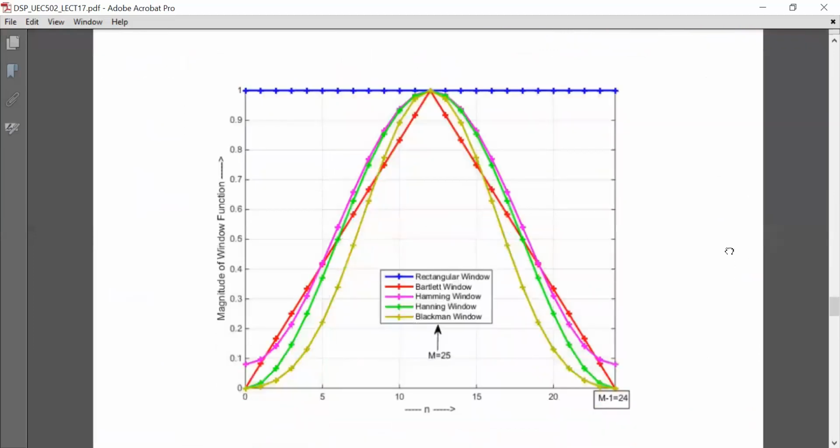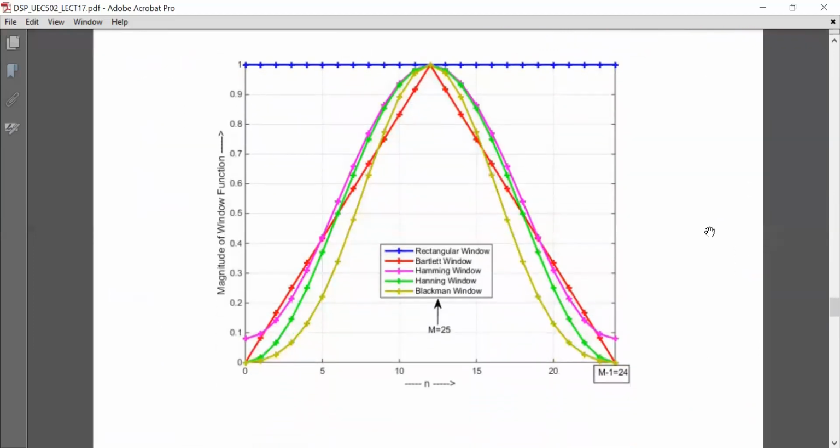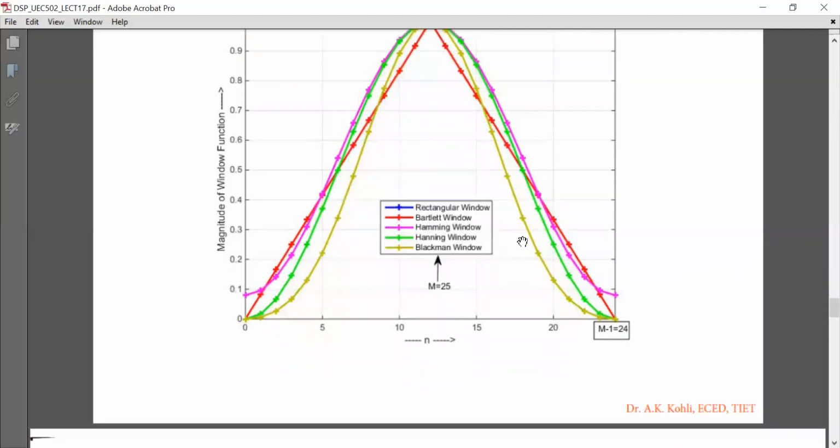Showing the different window functions, that is, the magnitude of the window function with respect to n, it is as shown. The blue color shows the rectangular window, red is showing the Bartlett window, that is triangular. The Hamming window is in magenta color, green is showing the Hanning window, and the Blackman window is yellow in color. So it is how they look, and we can view the window functions in the time domain for M minus 1 equal to 24, that is, M equal to 25.